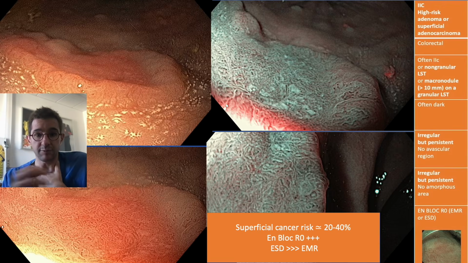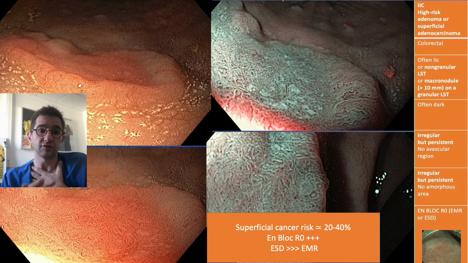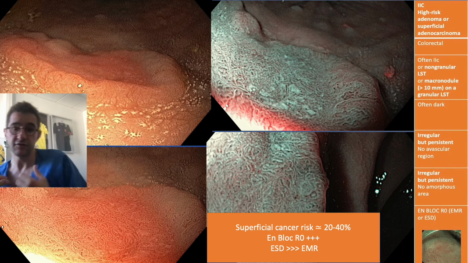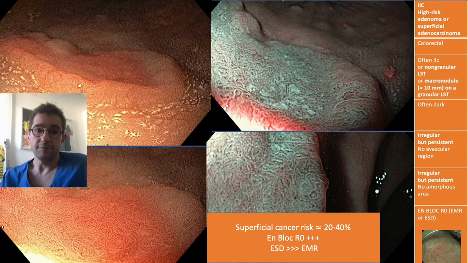The next aspect is the pseudo-depressed non-granular LSTs, where the risk is 47%. Here you also have the chicken skin aspect around the lesion, and this kind of lesion, despite the fact that there is no irregular or amorphous pattern in the lesion, is associated with a significant risk of T1 cancers, and for us should be treated only by ESD in order to get an R0 specimen and avoid cutting in pieces a T1 cancer with a loss of information.